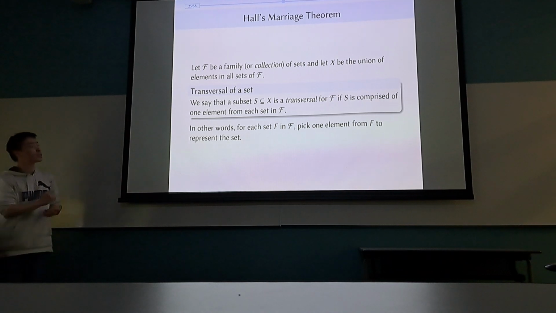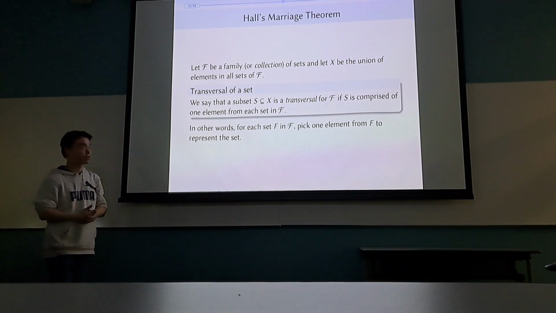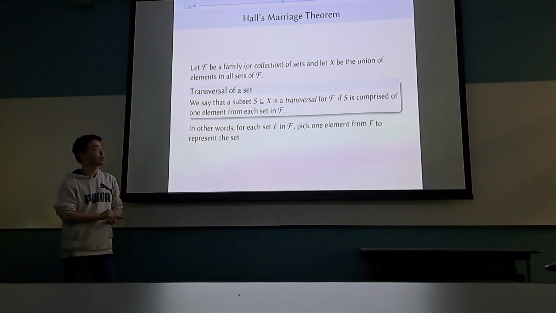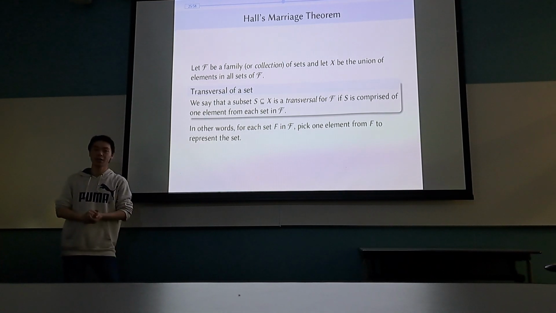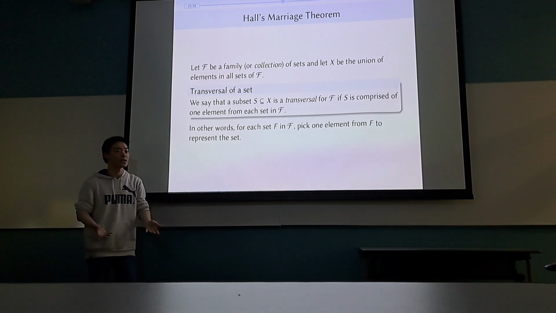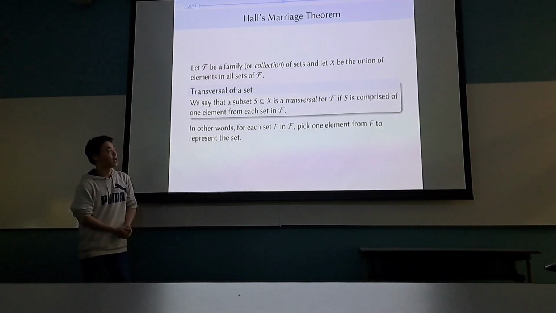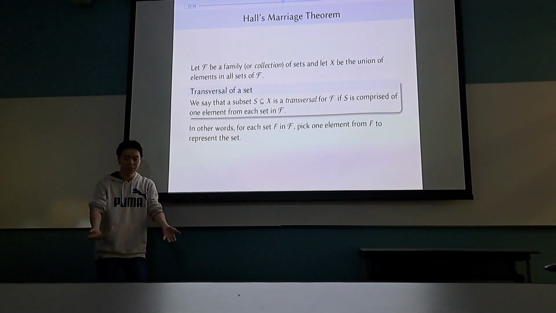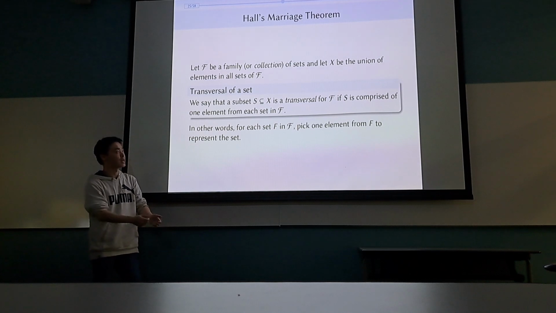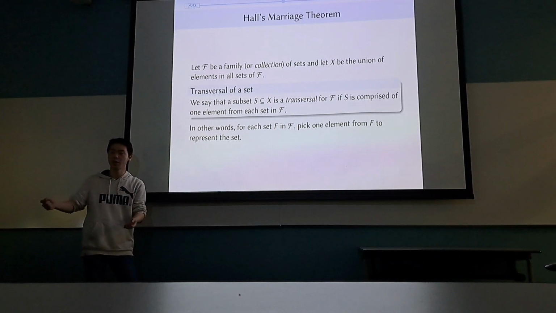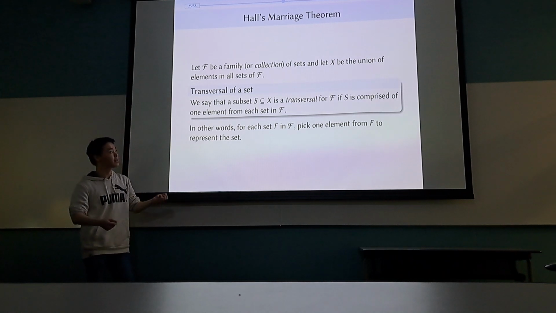So let's have a look at the first theorem. This theorem is Hall's marriage theorem, and we're going to explain why it's called marriage theorem in a second. So for this one, you're not really given a graph. You're given a family of sets, a collection of sets. And the idea is that I choose a subset of these elements that belong to at least one of the sets in the family.